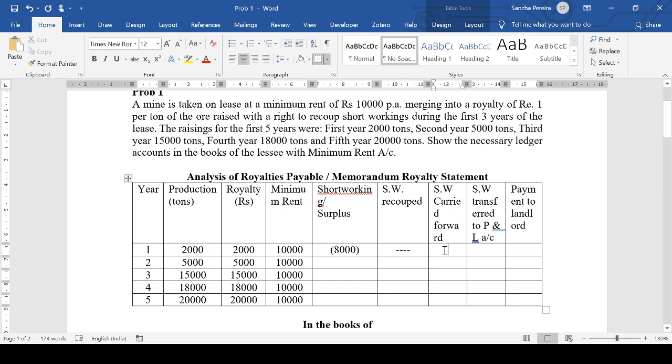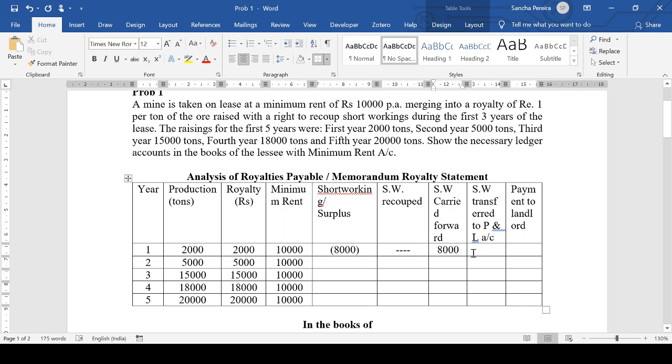We have not been able to recoup anything. How much are we carrying forward? Short working carried forward. Entire 8,000. Entire 8,000 is going to be carried forward. Here you don't have to put it in brackets because you know that it is short working carried forward. Here I'm putting it because some years we'll have a surplus. So distinguish between which is a short working, which is a surplus.